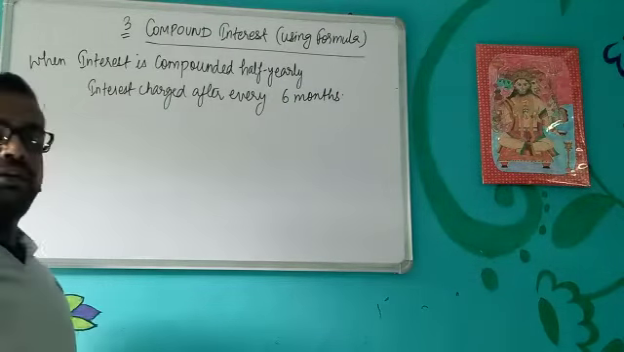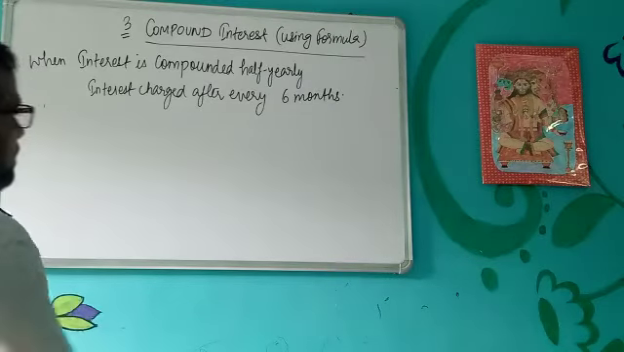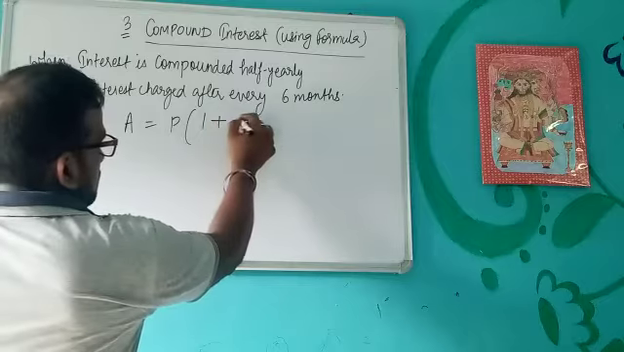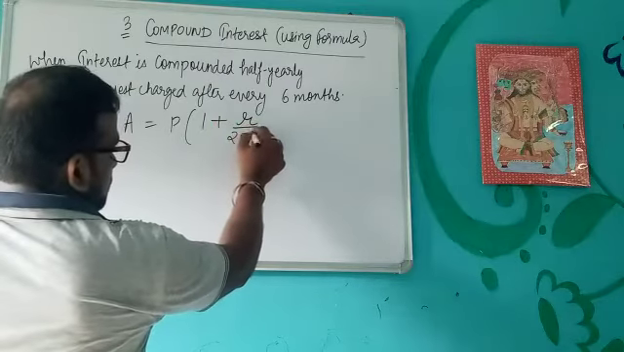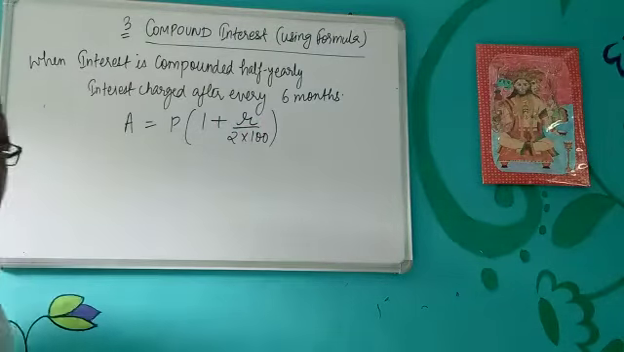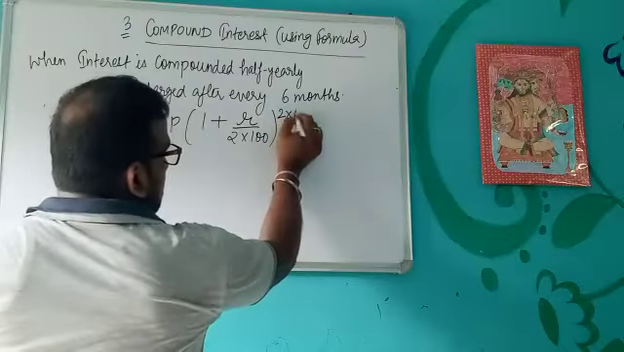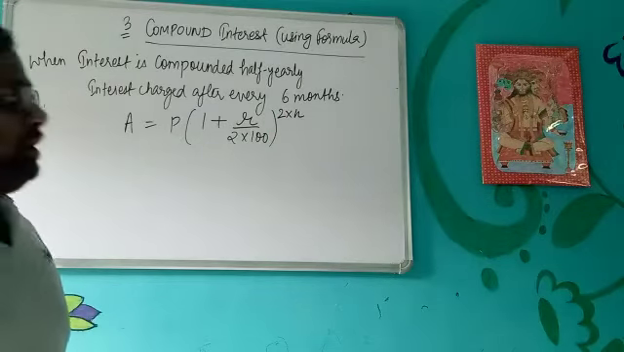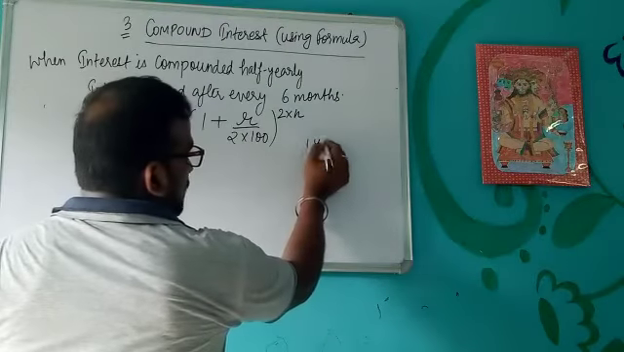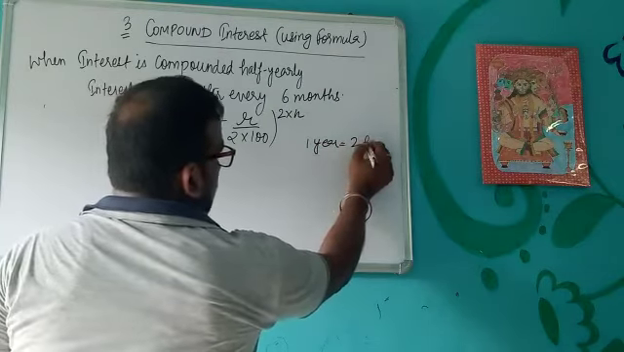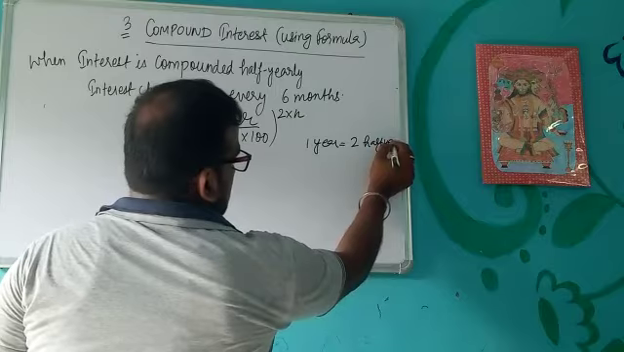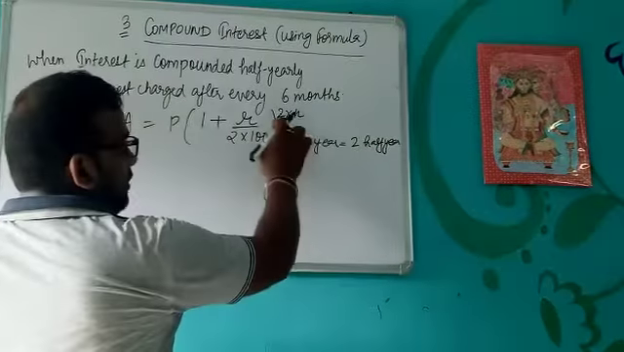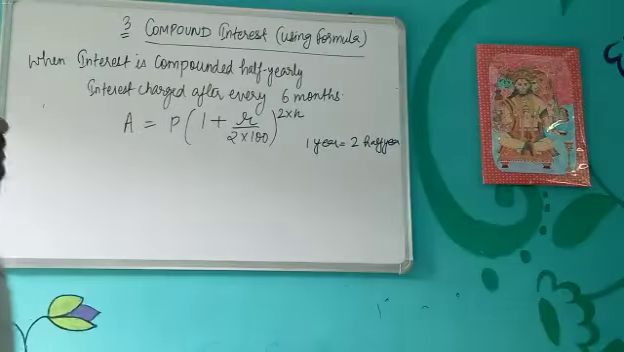half yearly, interest is charged after every 6 months, and the formula will change like this: A is equal to P(1 plus rate divided by 2), and time will be multiplied by 2. For example, if I consider 1 year, in 1 year how many half years are there? 2 half years are there. So when we use this formula for half yearly, it becomes 2 into 1.